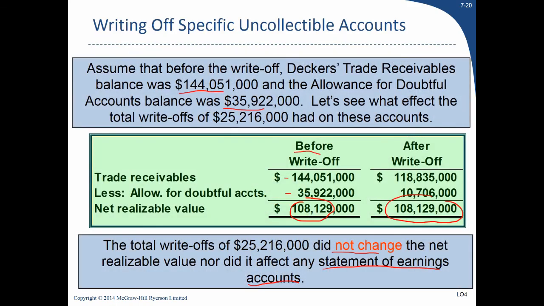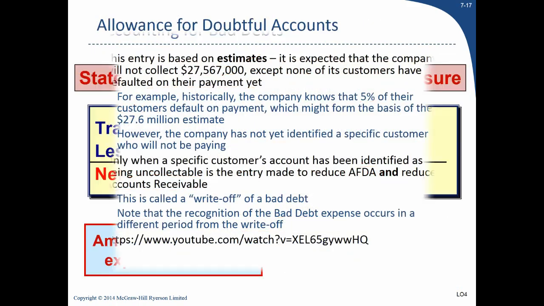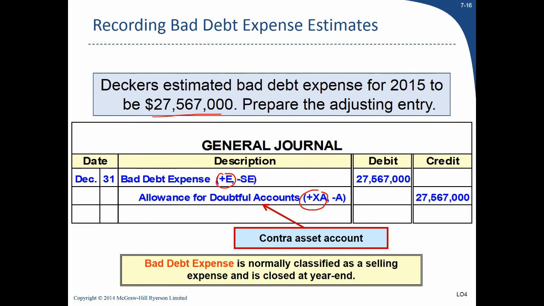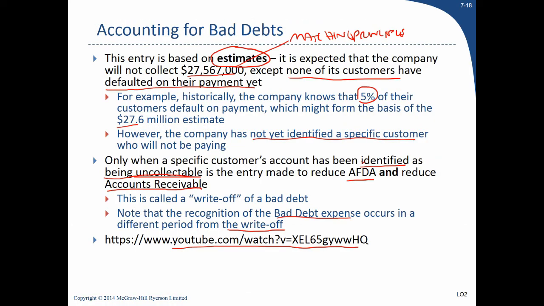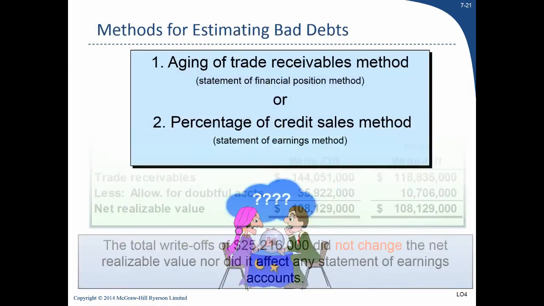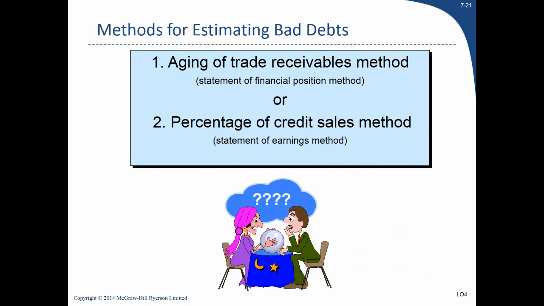Okay, so again, we still haven't got to, well, how do we determine, these are just the mechanics, but how did we get to this number? Right, so I said, okay, well, maybe they took 5% of their credit sales. That's one method, but I'll show you there's two methods they use. One is called the aging of trade receivables method, and the second is called the percentage of credit sales method. Okay, so we're going to start with the aging of trade receivables method.